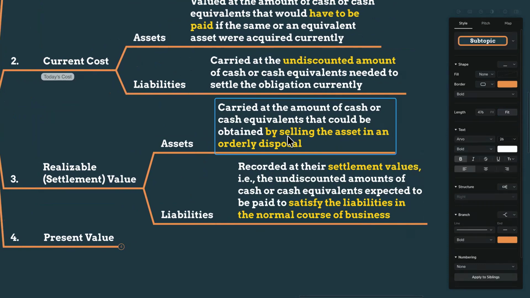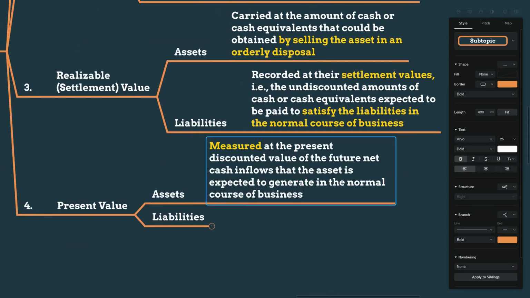Let's say you have a delivery van. Now it is almost 4 years old. It could be sold for rupees 800,000 in the used vehicle market under the realizable value. So what you are doing, you are going to record under the realizable value as 800,000. That is the settlement value. Simply it is. Let's talk about the present value, my dears.